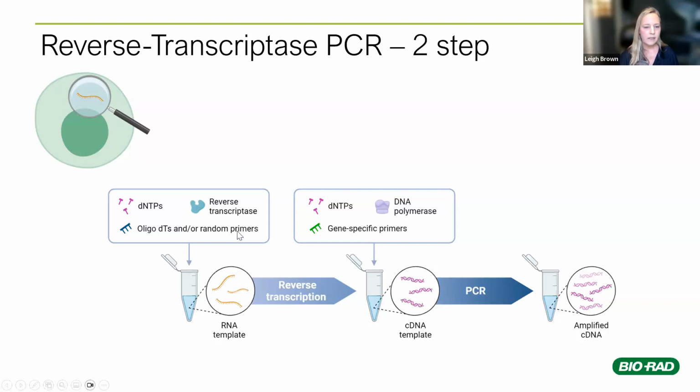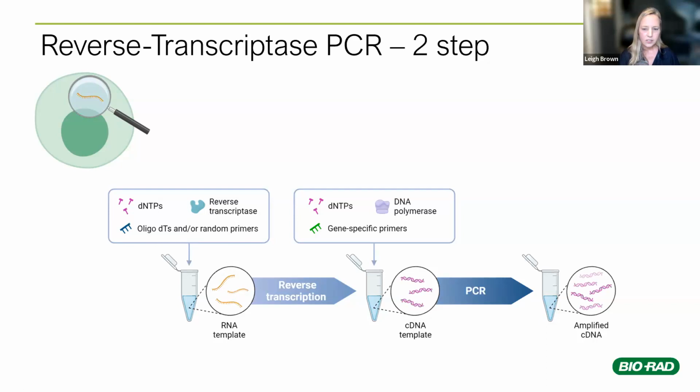And we're going to throw in this reverse transcriptase. These are typically from viruses, our dNTPs, our oligo-dTs, and do reverse transcription. And that will generate a cDNA, a complementary DNA template. Then we can take that and do qPCR with that and amplify it, okay?